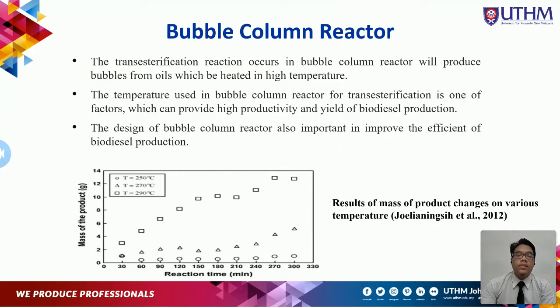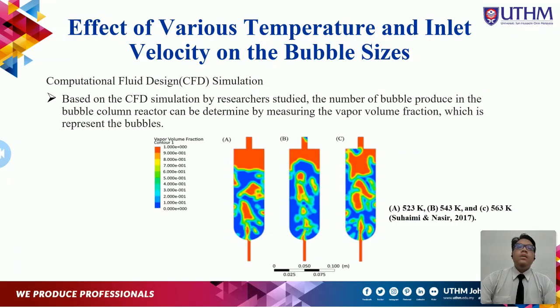As you can see in the figure on the slide, the mass of the product changes with various temperatures. With the increasing of the reaction temperature, the mass of the product increases. Next, we continue with the effect of various temperature and inlet velocity on the bubble size.